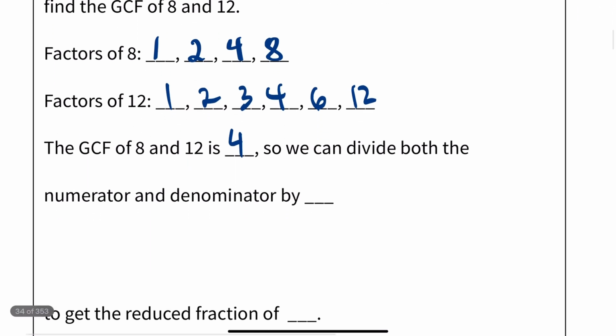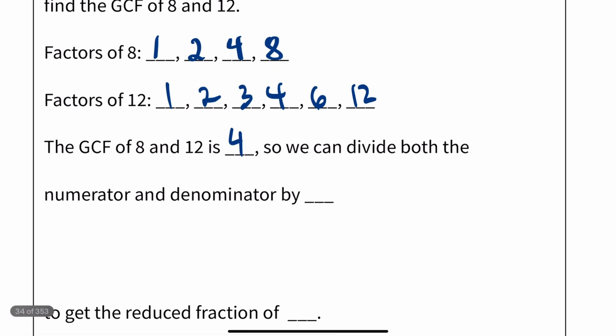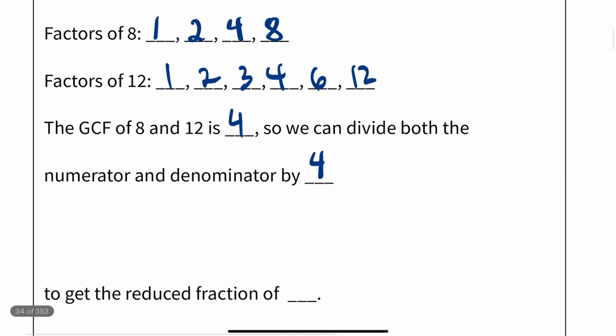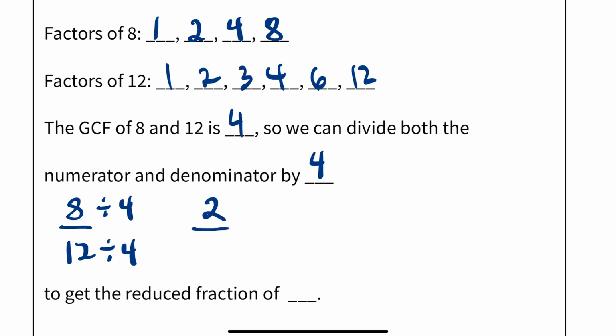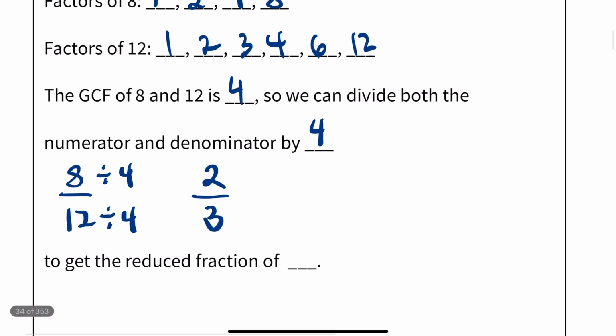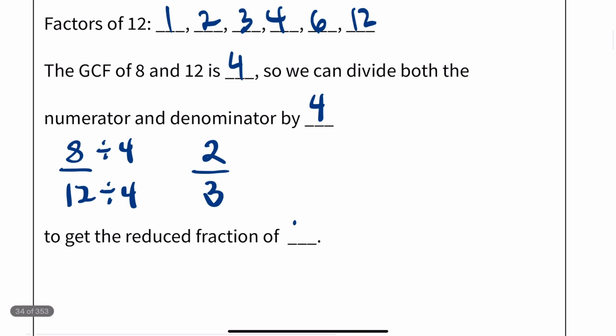So we can divide both the numerator and denominator by 4. So how does that look like? You take 8, here's your fraction, 8/12, divide the numerator by 4, divide the denominator by 4. What do you get? 8 divided by 4 is 2, and 12 divided by 4 is 3. So 2 over 3. You get the reduced fraction of 2 over 3.